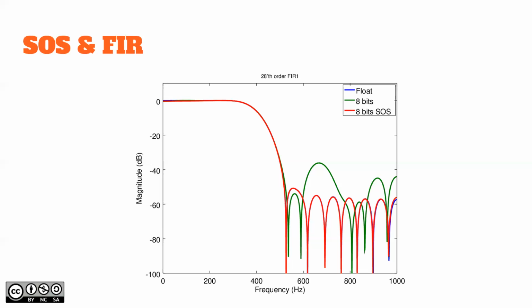Okay, so 8 bits direct form, the green one. And then the FIR system will suffer only in the stop band attenuation. And by the way, that 40 dB is kind of what you would expect. 40 dB is about the signal to quantization noise ratio of 8 bits data. So practically, this is the noise floor here.